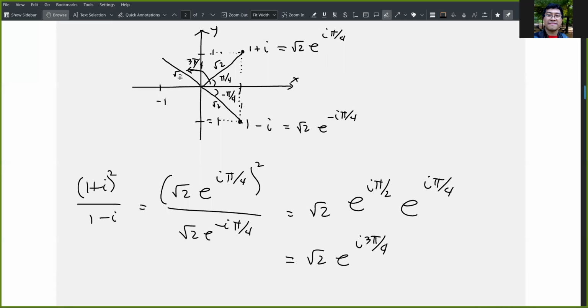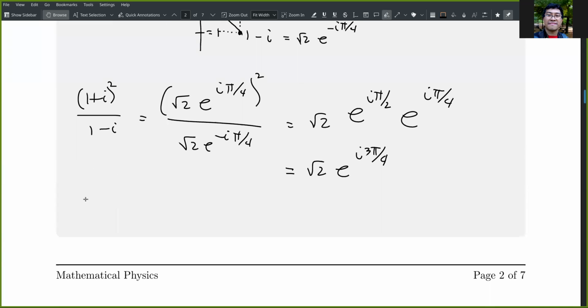And this is still square root of 2. You have 1 here and 1 here. So this point is simply minus 1 plus i. Or our 1 plus i squared divided by 1 minus i is negative 1 plus i.